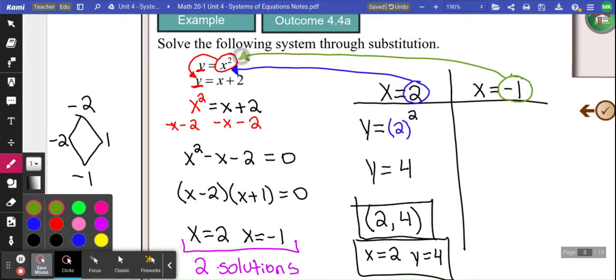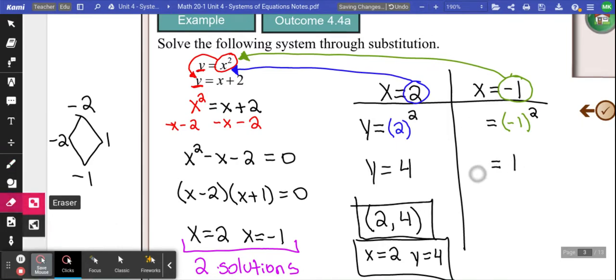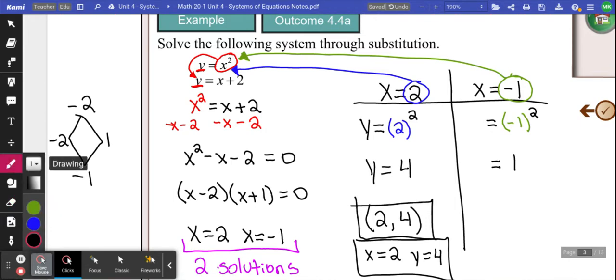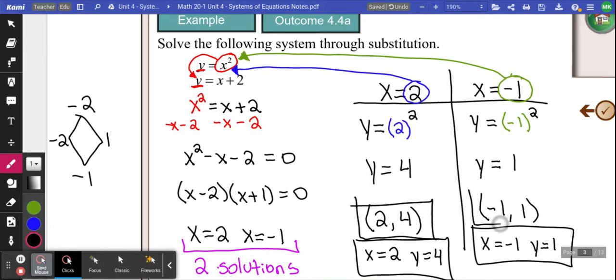My second solution comes from taking this value and substituting it into one of my original equations. Again, I'm just going to pick the first one. That means I have y equals negative 1 squared. The brackets here are important. If you don't put brackets in your calculator, it'll say the answer is negative 1. If you do put brackets in your calculator, it'll say positive 1. So make sure that you are putting brackets when you do your substitutions. This gives me an answer of negative 1, 1, or if you want to write it like this, x equals negative 1, y equals positive 1. Bam, that is substitution.